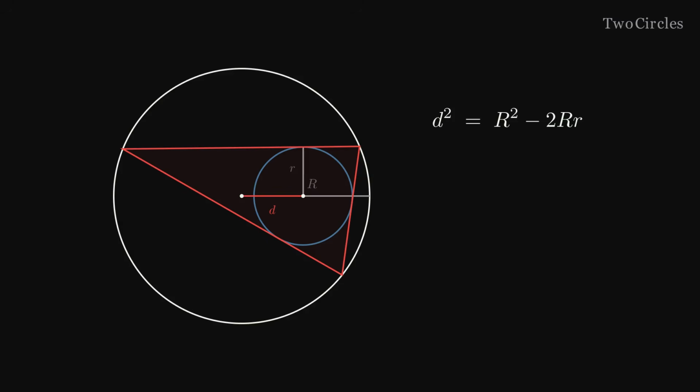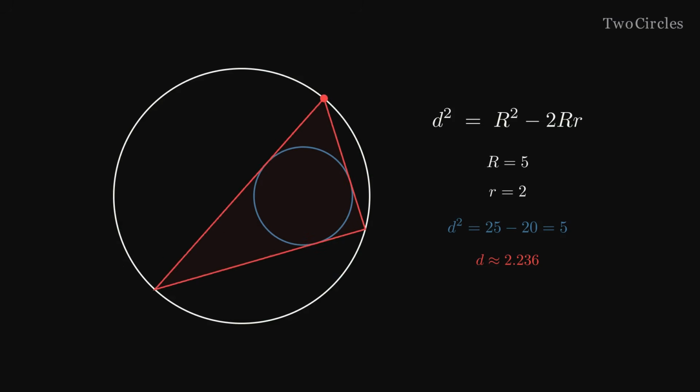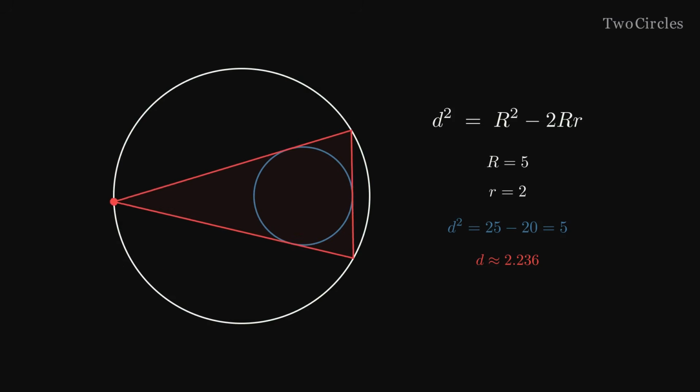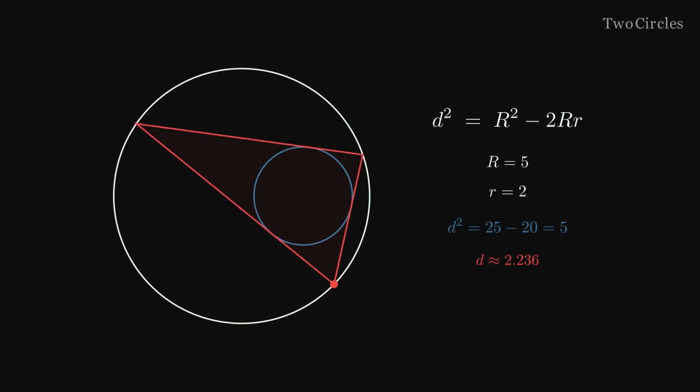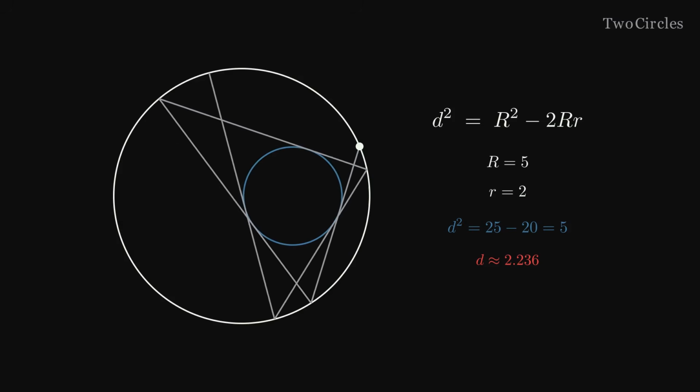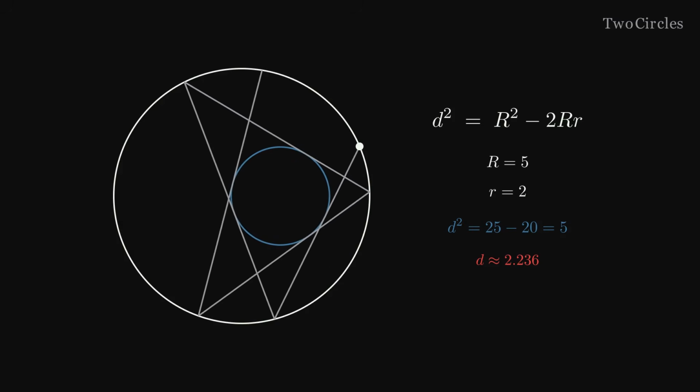Let's see it with actual numbers. Say the outer circle has radius 5 and the inner circle has radius 2. Chapple's formula then says d squared should equal 25 minus 20, which is 5, so d equals the square root of 5, around 2.236. Place the two circles with those exact numbers, and the Poncelet triangle closes. Every single triangle. Exactly. Move the inner circle even slightly closer to the center, d gets smaller, and suddenly no triangle closes. Move it slightly further, d gets bigger. Again, no triangle closes. The condition is a razor's edge.